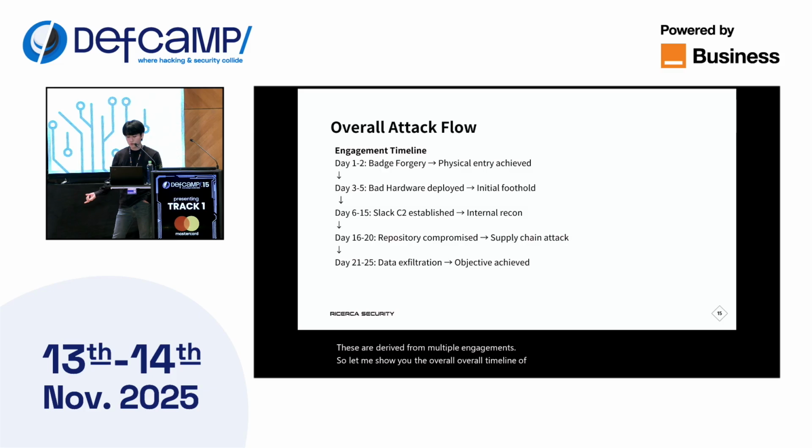So day 1 to 2, badge forgery, this led to physical entry achieved. And day 3 to 5, malicious hardware deployed, this led to initial foothold. And day 6 to 15, Slack C2 established, and this led to internal reconnaissance. And after this, repository compromise, this led to supply chain attack. And finally, data exfiltration, this led to objective achieved. So over approximately 25 days, we progressively advanced the attack from physical intrusion to supply chain attack.